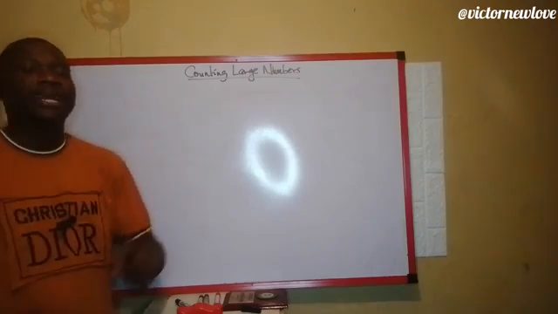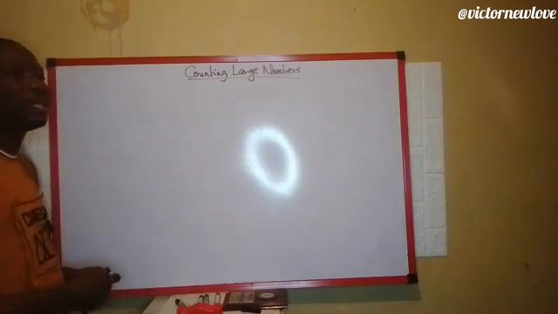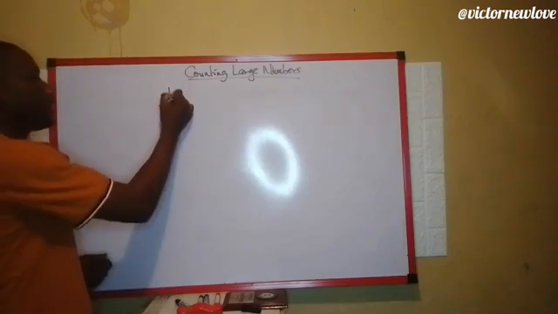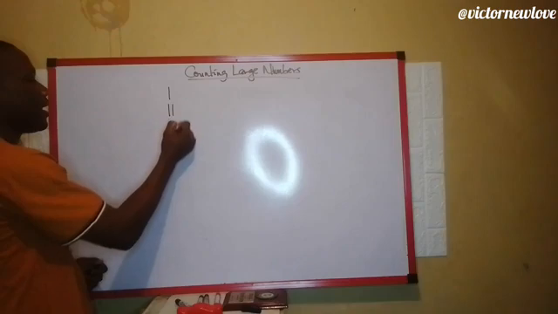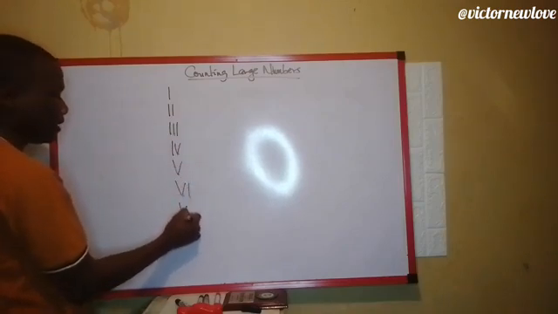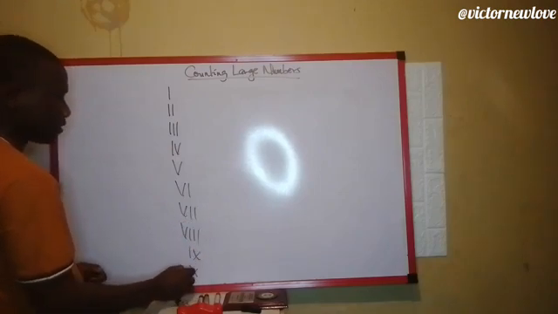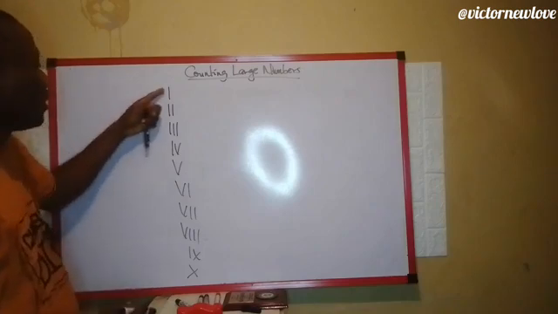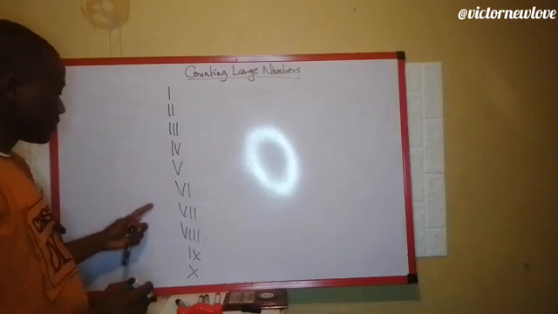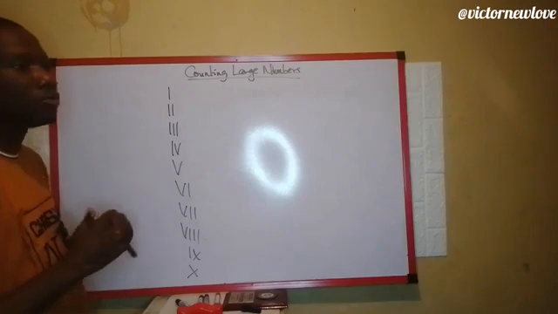So we are going to start by counting 1 to 10. We can do it in Roman numerals, or we can do it normal counting. But let's do Roman numerals. We have I, II, III, IV, V, VI, VII, VIII, IX, and X. So I represents 1, 2, 3, 4, 5, 6, 7, 8, 9, 10. Now we have counted it in Roman numerals.